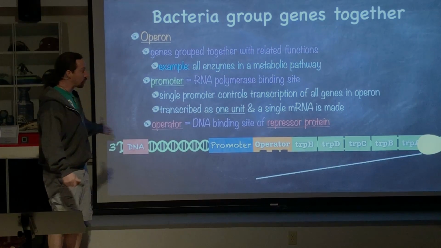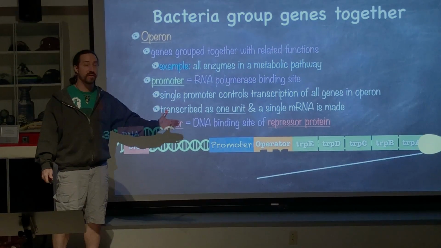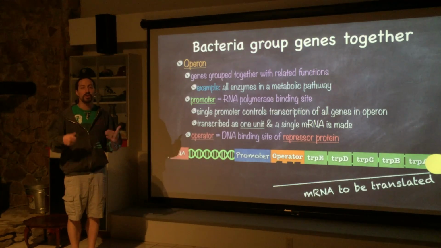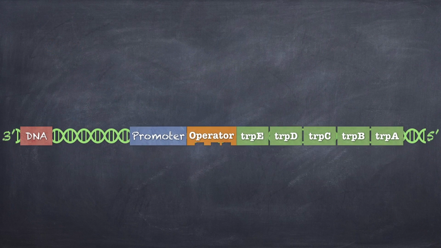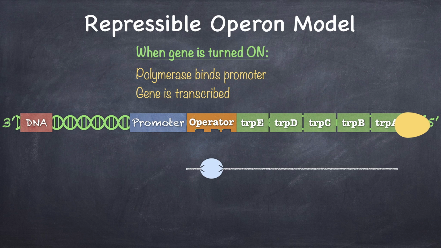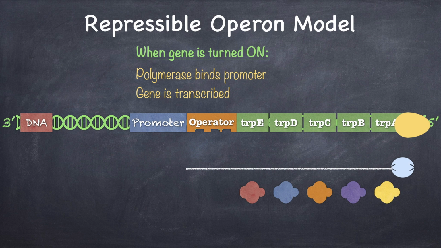It will then transcribe the entire section of DNA, building the mRNA that is to be translated so that each of the specific enzymes can be made. So when the gene is turned on, the RNA polymerase binds to the promoter and the gene is transcribed as usual, and that mRNA strand is now translated by the ribosome, producing the enzymes which are required for the specific metabolic pathway.